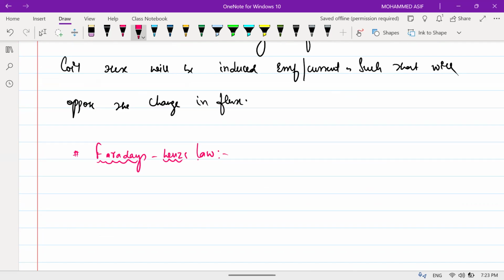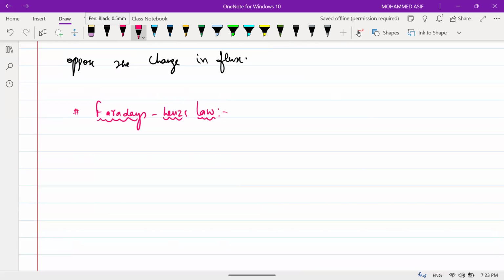Faraday's law. What is Faraday's law? EMF is directly proportional to dφ/dt. But after Lenz's law, we write this as E equals minus dφ/dt. We remove the proportionality constant and write E equals minus dφ/dt.